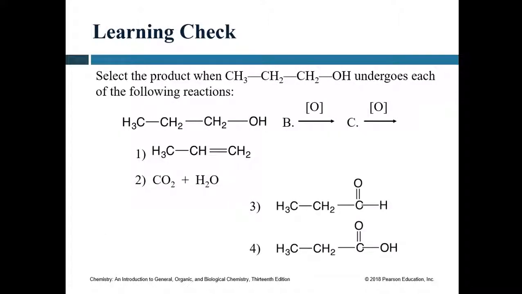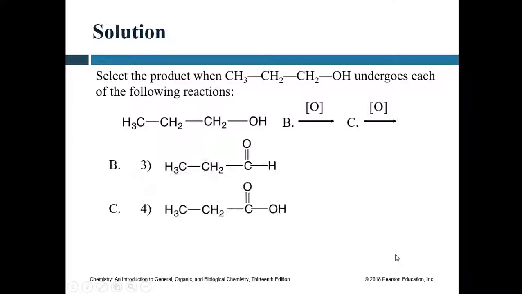Now then, learning check here. Select the product when we have this alcohol that undergoes each of the following reactions. So we have a primary alcohol that is going to go through two different oxidation reactions. We know that primary alcohols are first oxidized to an aldehyde, but it doesn't stop there. So B right here is this aldehyde, but the reaction continues to form a carboxylic acid.